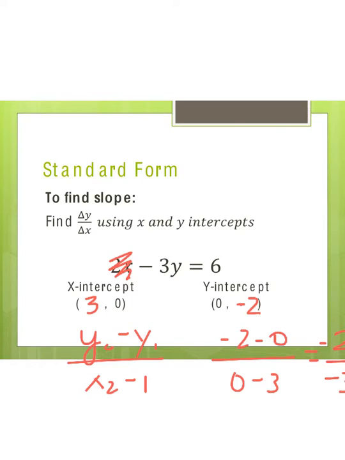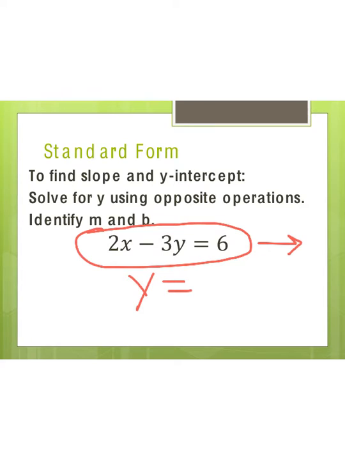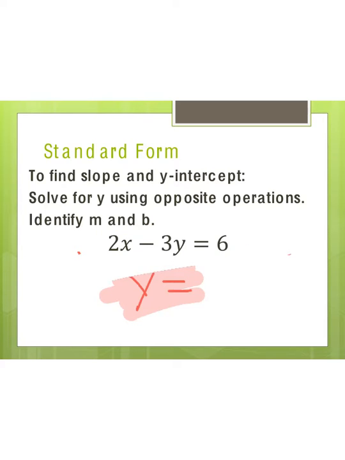It's a fairly easy way to do it, but you might find that it's easier to do it the other way, which is if you take the standard form and you get it in y equals form, you'll end up with y equals mx plus b, and you'll have the slope and the y-intercept right in front of you. So we're going to go ahead and solve for y. We want it to be y equals form. So to do that, we have to get the y term by itself. We're going to get rid of the 2x. We're going to subtract 2x from both sides.